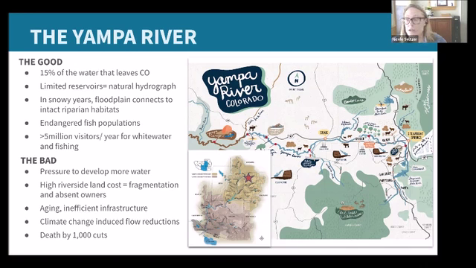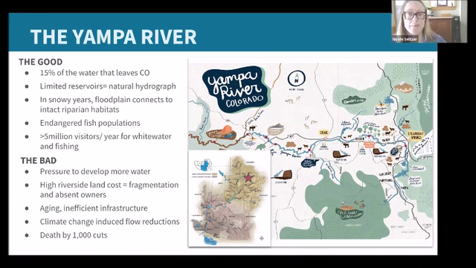In terms of the stressors on the system, there's a lot of pressure because we do have nice high flows still, and we contribute a lot of water that leaves the state. There's a lot of pressure to develop the water in the basin, both for in-basin use, and there have been attempts in the past to look at some exports out of the basin. We are a mountain resort community in the headwaters area, and so we have very high riverside land costs. Lots can cost upwards of $1 million. Because of that, it's leading to a lot of fragmentation, and we have a lot of absentee owners in the basin as well.